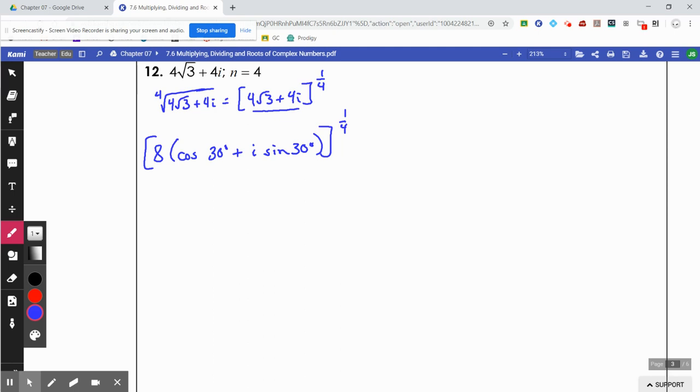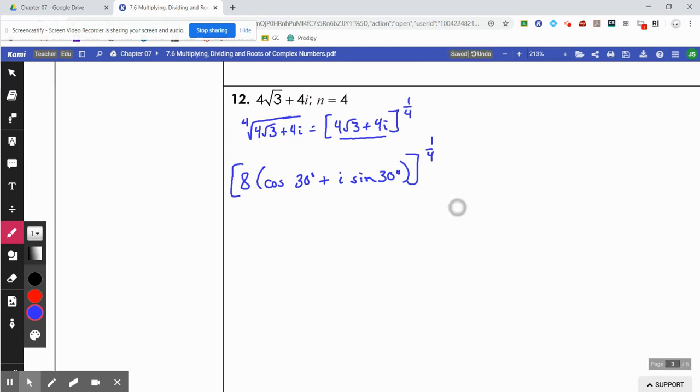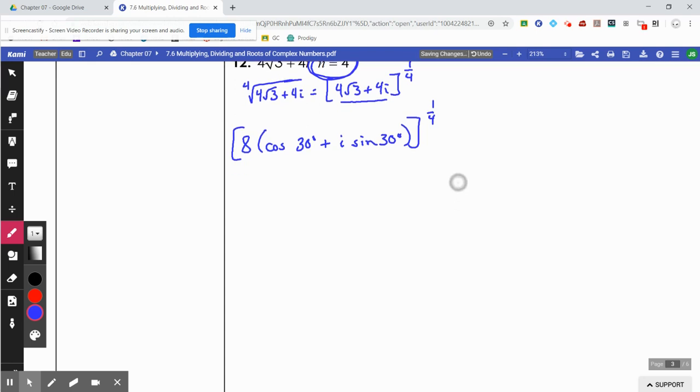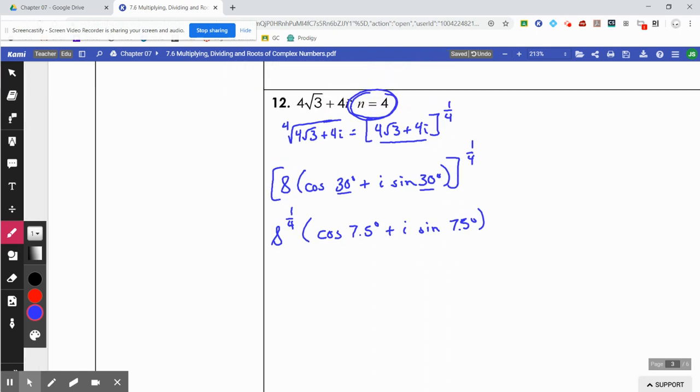So what does that mean? We're taking the 4th root. How many roots should we have? We should have 4 roots. So let's go ahead and find our first root, and that's going to be raise 8 to the 1/4 power, just as we have been doing, and take each of these angles and multiply them by 1/4. So that would be the cosine of, when you multiply, 7.5 degrees, plus i times the sine of 7.5 degrees.